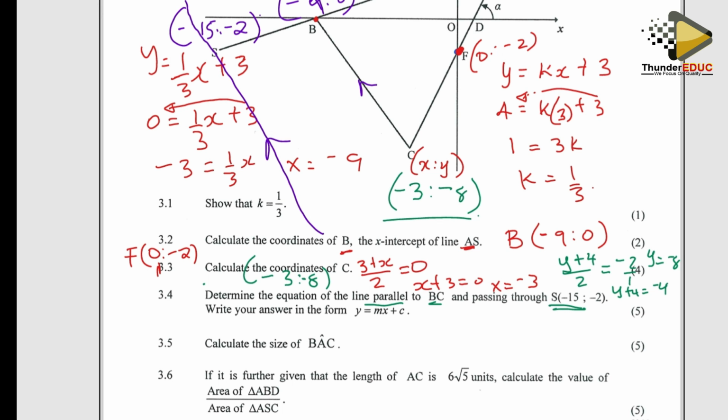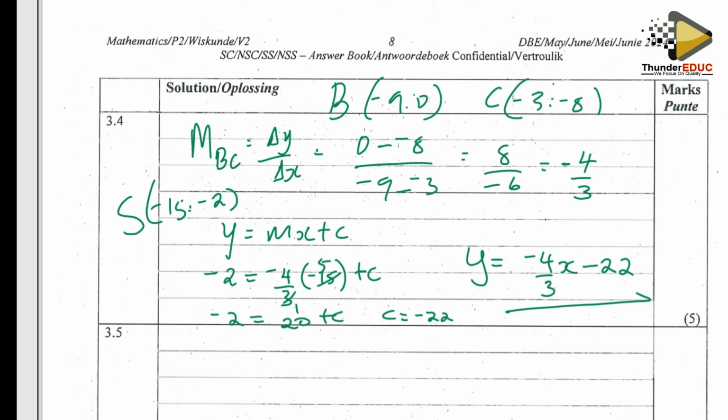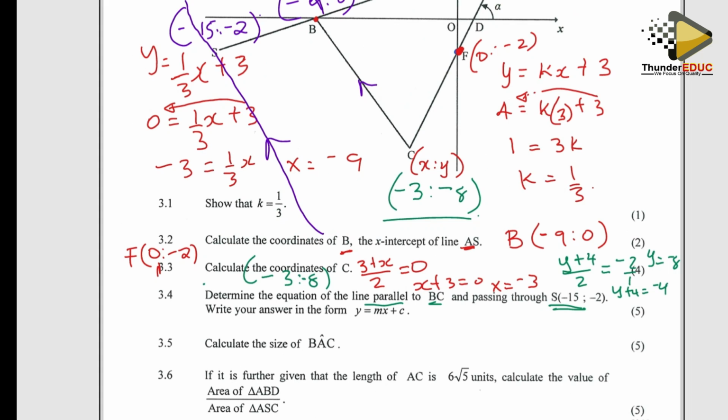Then, did we do everything correctly? Minus 2, minus 4 over 3. Okay, minus the plus. Okay, perfect. We move on.